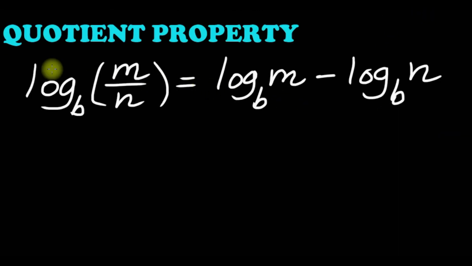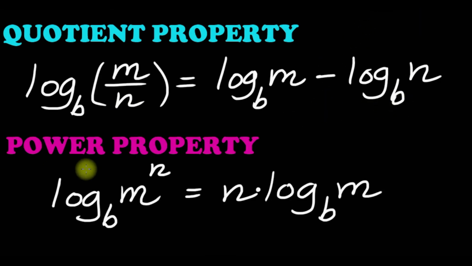The second property is the quotient property, which is similar to the product property. Log of a quotient, so the quotient is m over n, that's the given quotient. It's the same as the difference of logs.